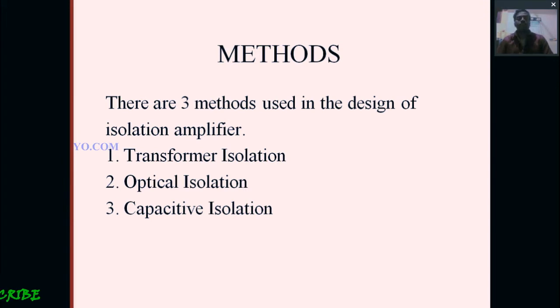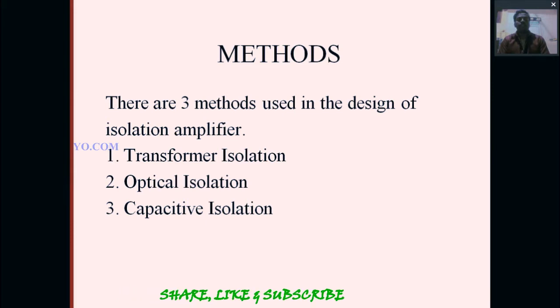Then, what are the methods used in an isolation amplifier? There are three different methods used for isolation amplifiers. The first one is transformer isolation, the second one is optical isolation, and the third one is capacitive isolation. Transformer, optical, capacitive isolation.